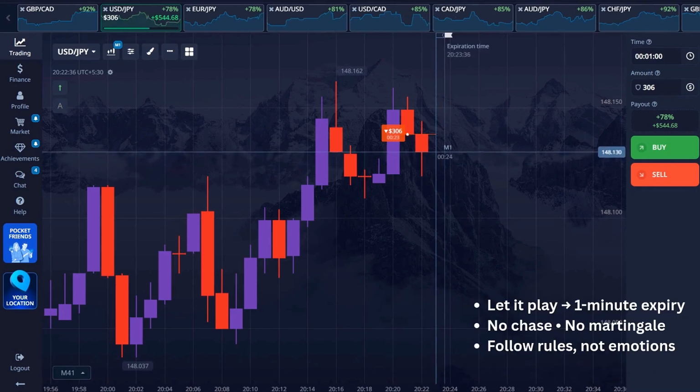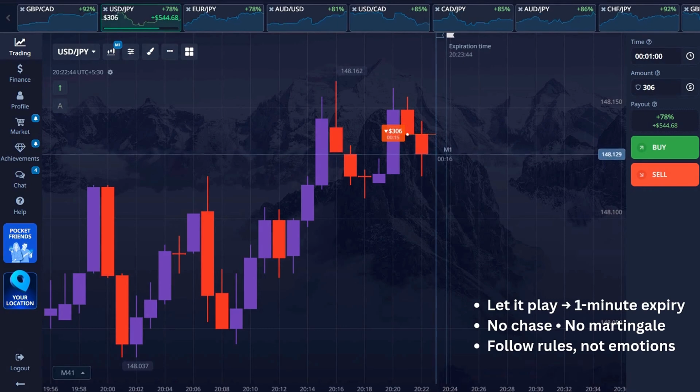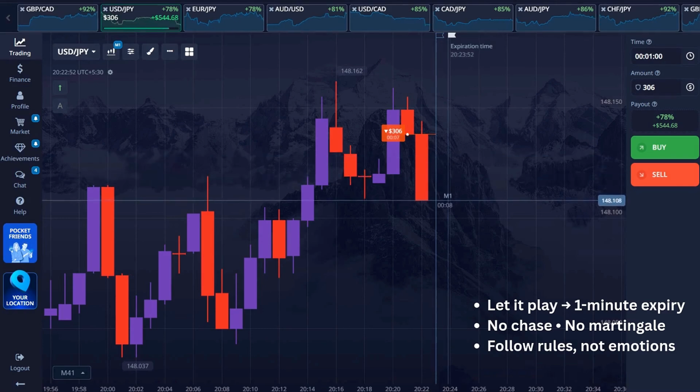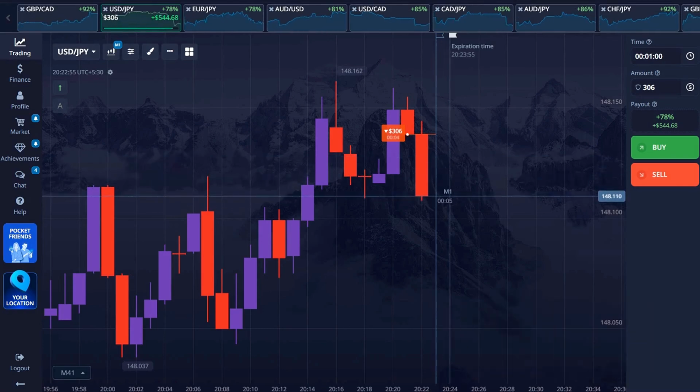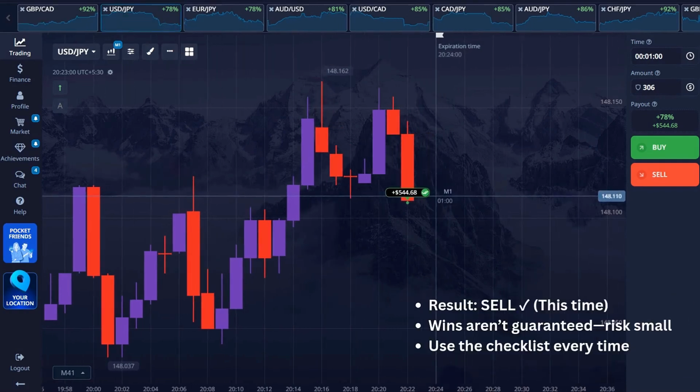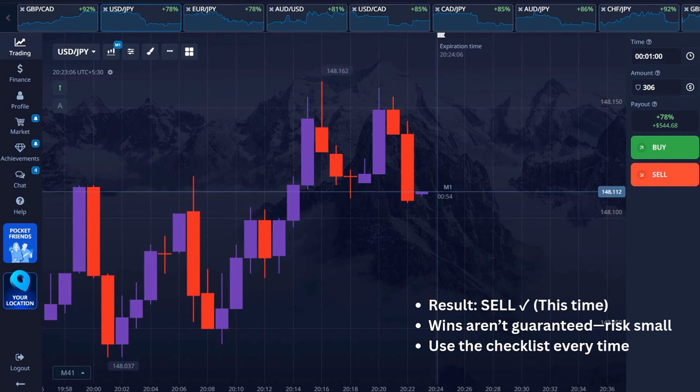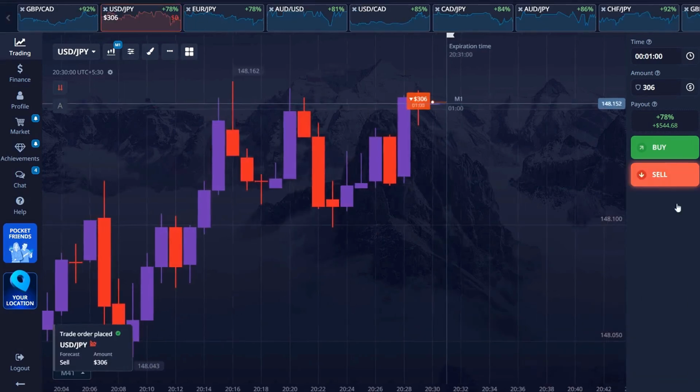Trade is running now. You can see sellers pushing down from the confirmation zone. If a wick pops up, I stay calm. The rule is 1-minute expiry. No early exits, no martingale, just let the setup play out. And there it is. The candle closes below entry, so this sell finishes in profit. Remember, not every trade will win, so keep risk small and stick to the checklist.